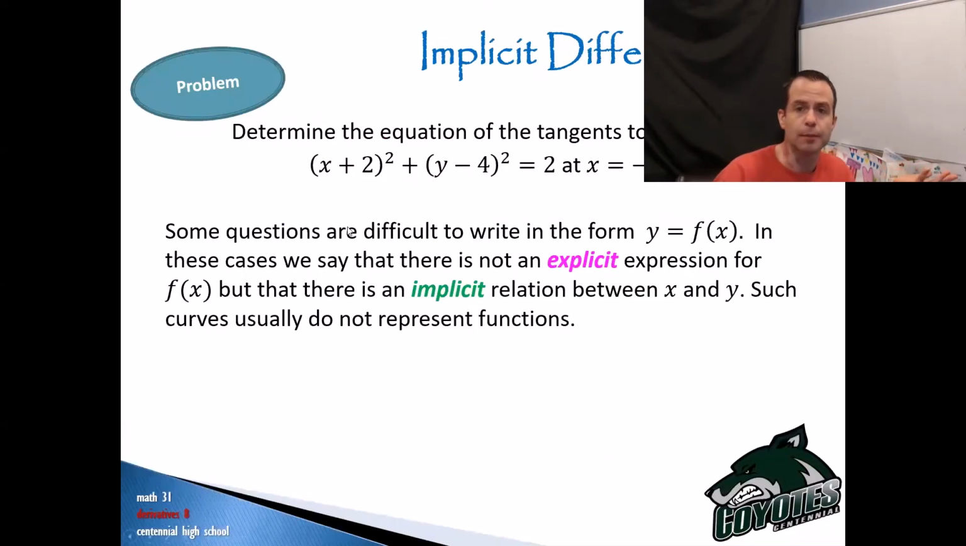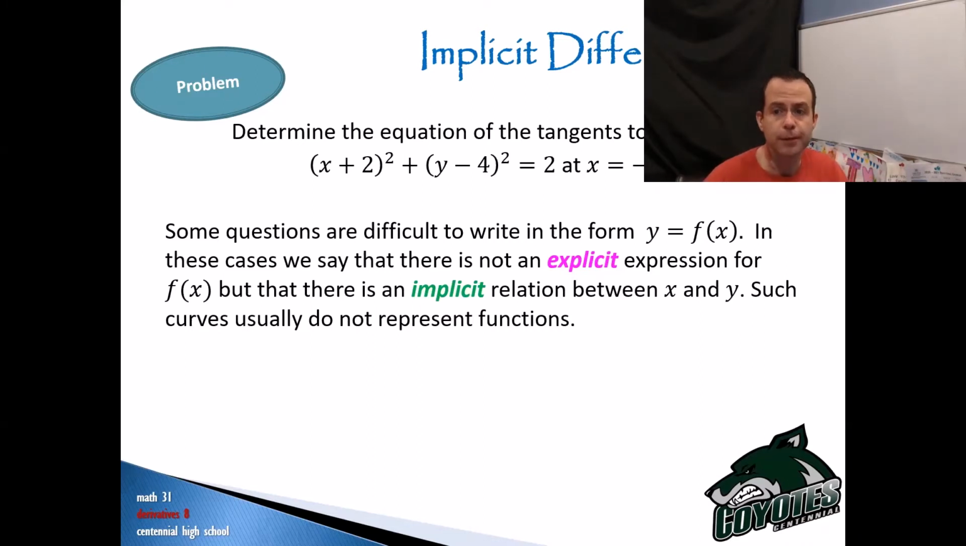So here's the problem. Determine the equation of the tangents to the curve (x + 2)² + (y − 4)² = 2 at x = −3. Now, doing differentiation on this the way we know to do it is rather complicated.